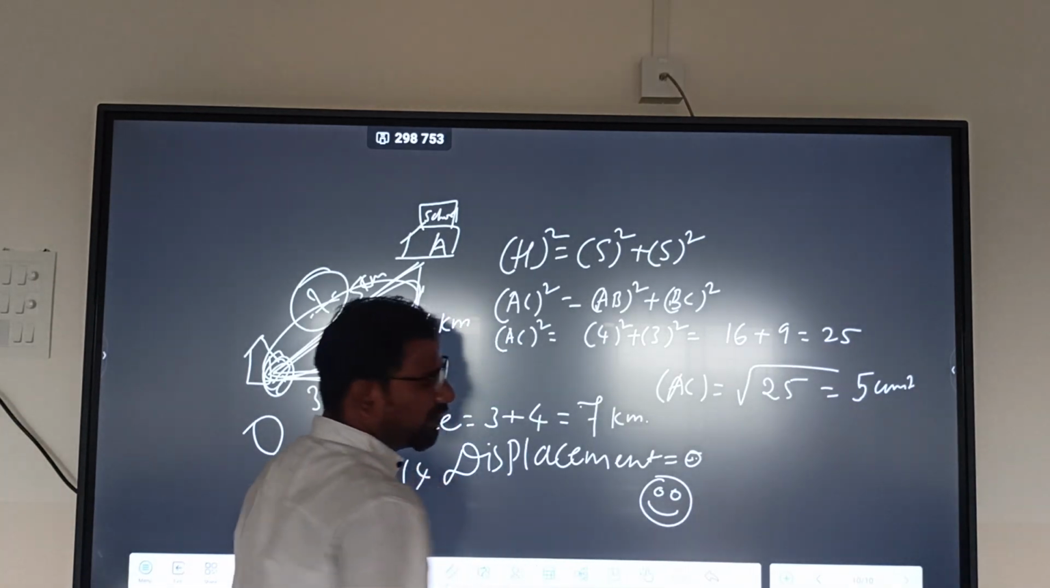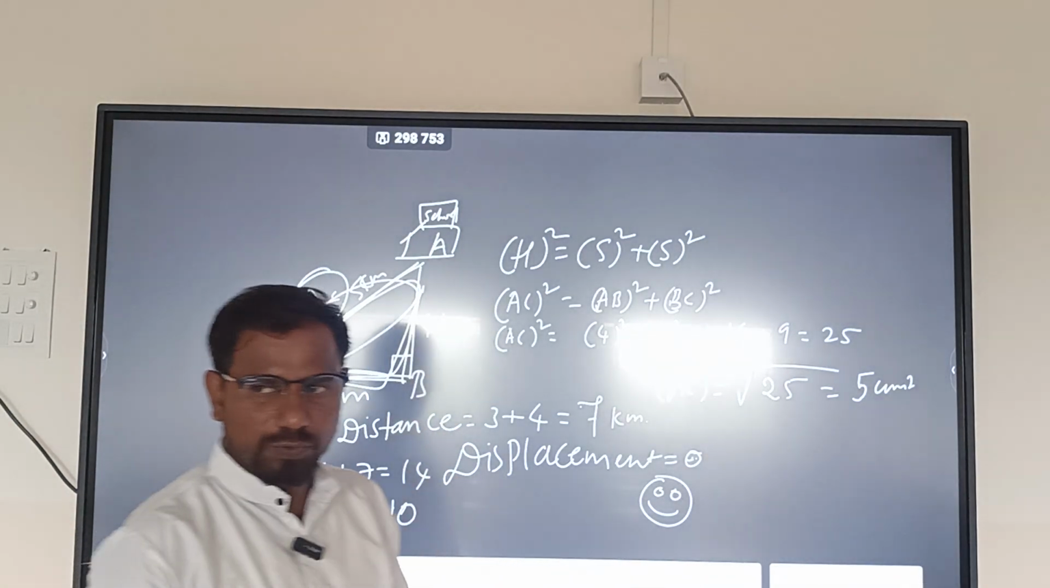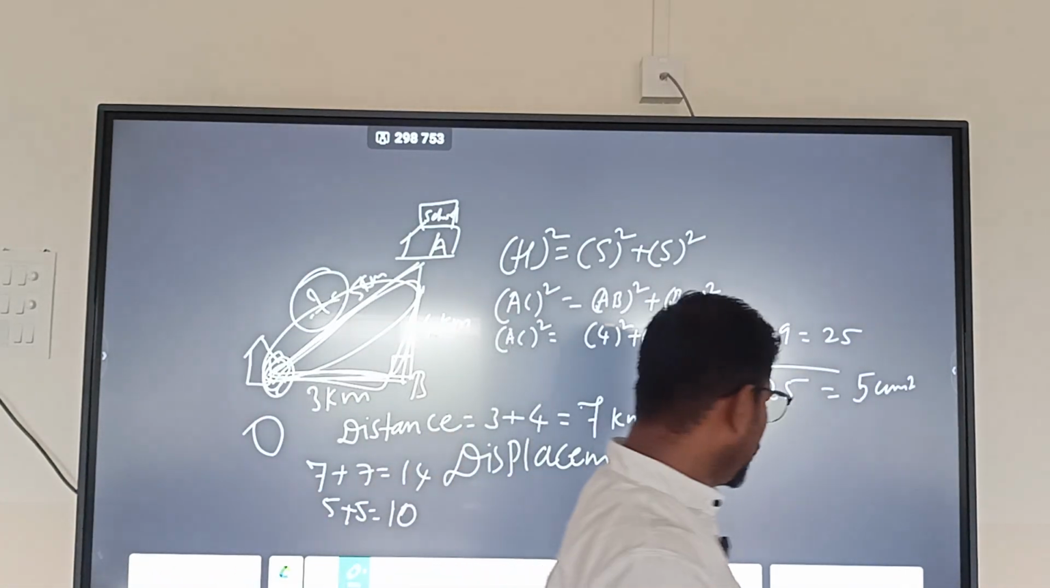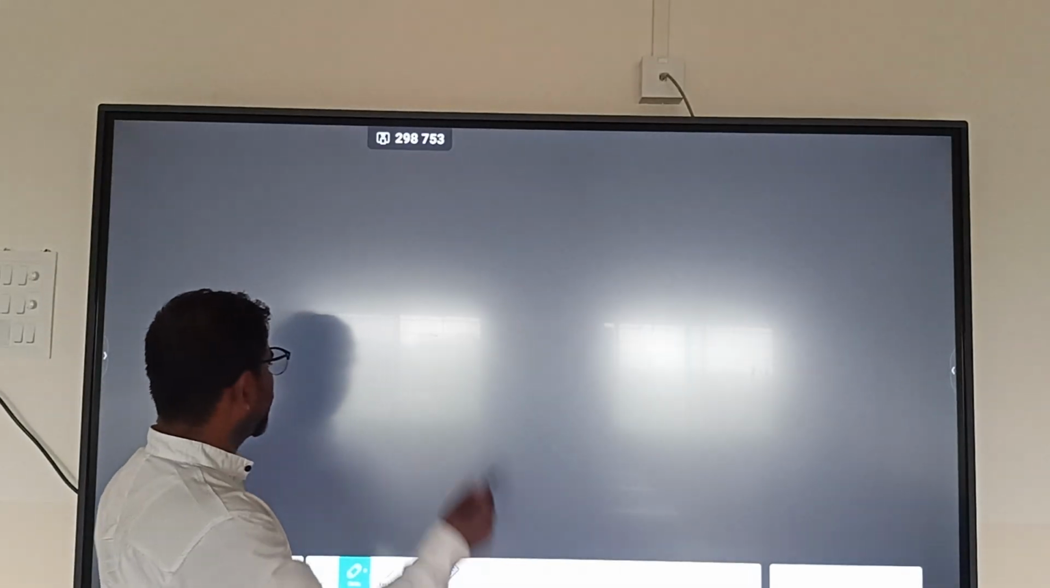Simple. When any object comes to its original position, displacement will be 0, but distance is always positive. Okay, and displacement can be positive, negative, or 0.